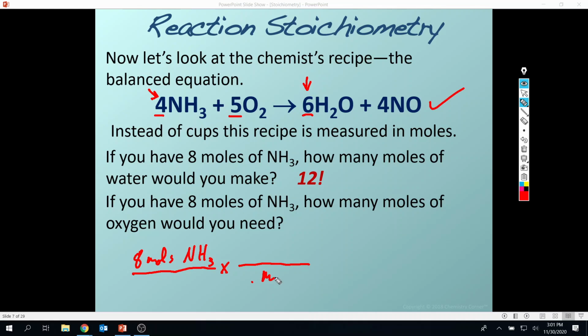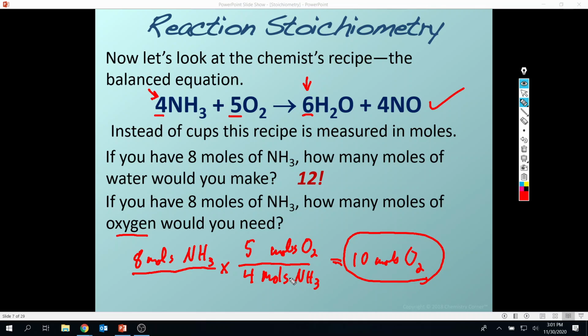So I'm going to put moles of NH3 on the bottom. I want to convert to oxygen, so then I'll have moles oxygen on the top. And let's see, it looks like that is a 4 to 5 ratio. And so sure enough, 8 times 5 divided by 4 would end up equaling 10, just like we had thought from our simple doubling earlier.